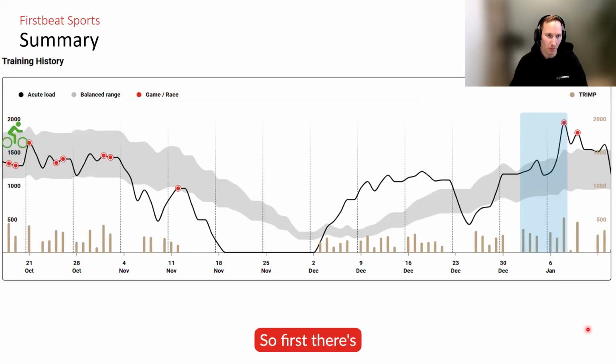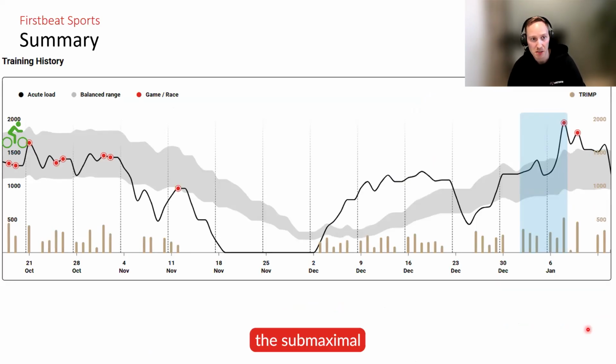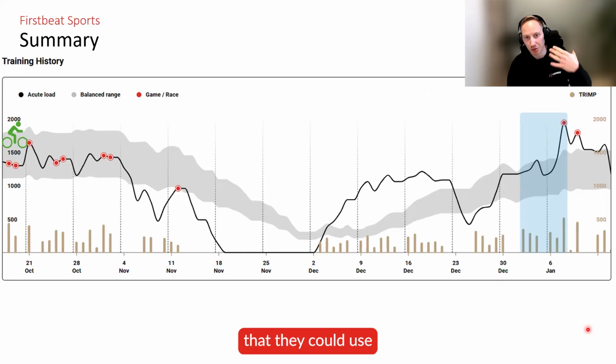So first, there's the submaximal fitness test, which was done pre-injury. Of course, you don't know when the injury happens, so you want to do the submaximal fitness testing quite regularly. This team was doing it not that regularly, every 4 to 8 weeks approximately, but still they got some reference value that they could use when the player was injured.